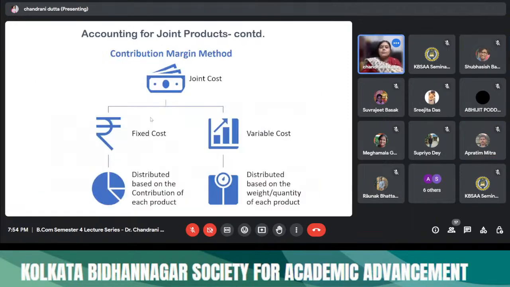So now we are coming to the next method. So fourth one. Contribution margin method. From this term contribution, you are having the idea that this method has some link with marginal costing. Some link has to be there because the concept of contribution is coming from that area only.